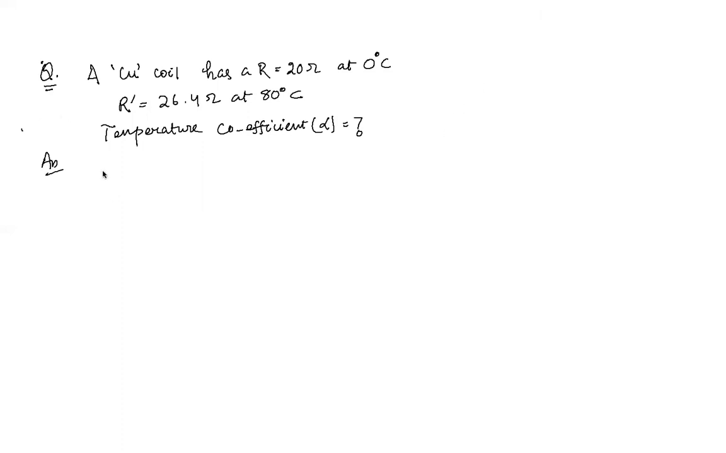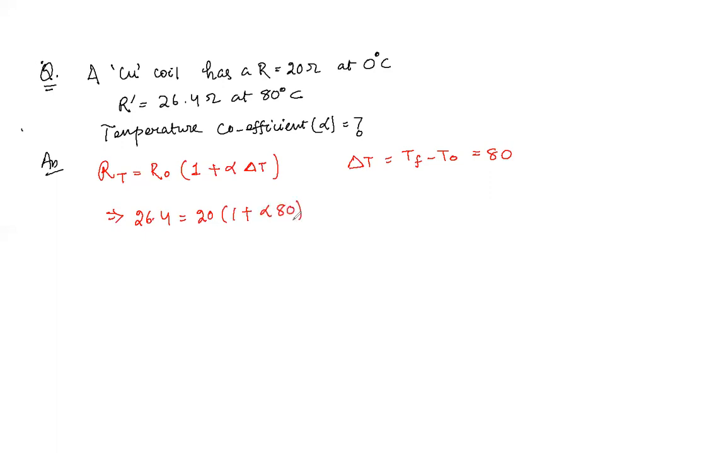As we know, the variation of resistance with temperature is given as RT equal to R naught into 1 plus alpha del T. Del T is the change in the temperature, which is T final minus T at 0 degrees, so here it is going to be 80. It's a very simple one. This is 26.4, which is equal to 20 into 1 plus alpha into 80.